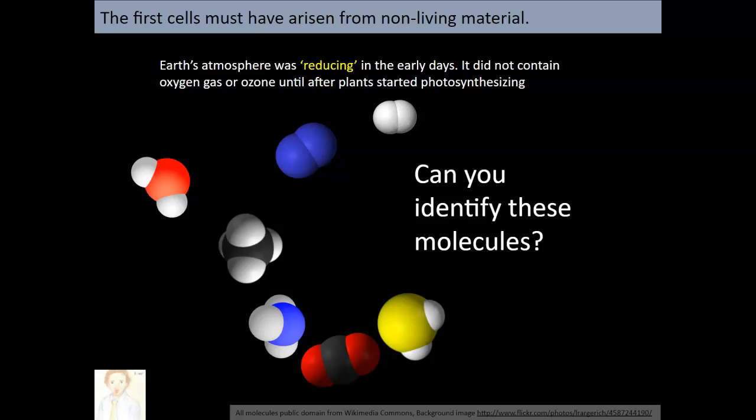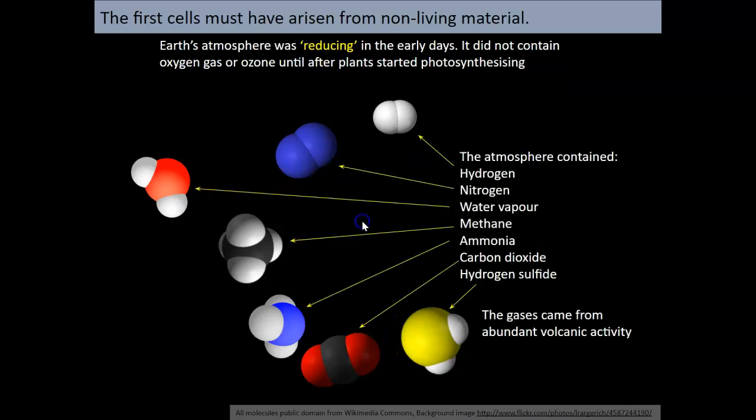So here are some of the molecules that were present in Earth's early atmosphere. Remember, none of them are O2. Can you identify what these molecules are? I'd pause the video at this time and think about it. So hopefully you came up with some of these: hydrogen gas, N2, water vapor, methane, which is CH4, ammonia, NH3, CO2, carbon dioxide, and then hydrogen sulfide.